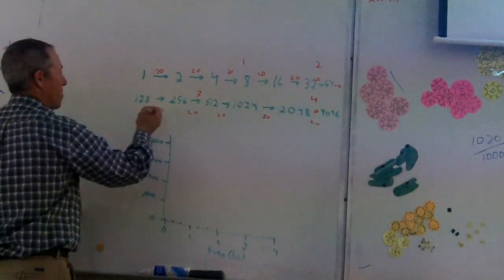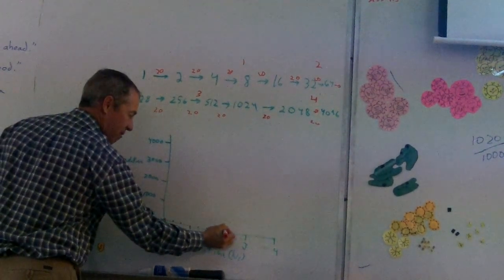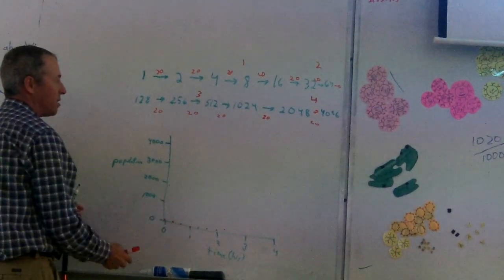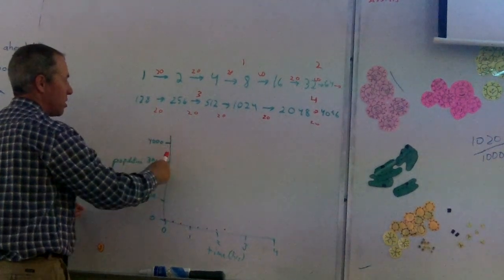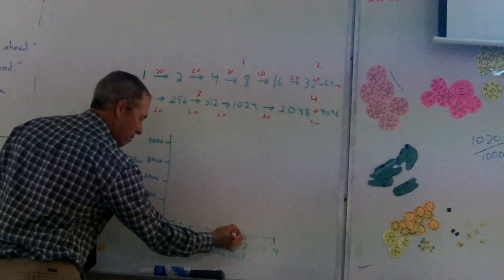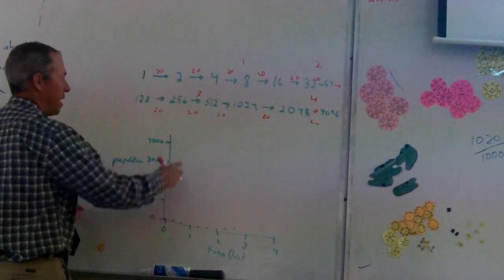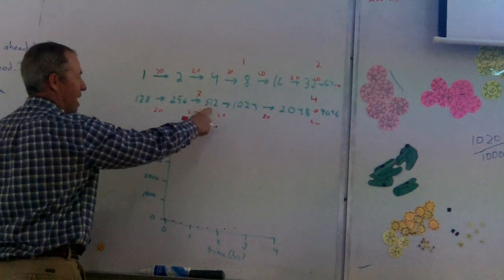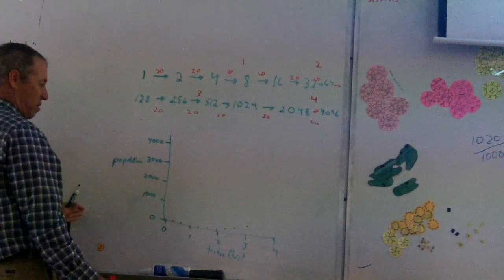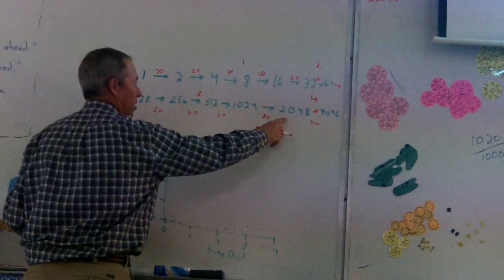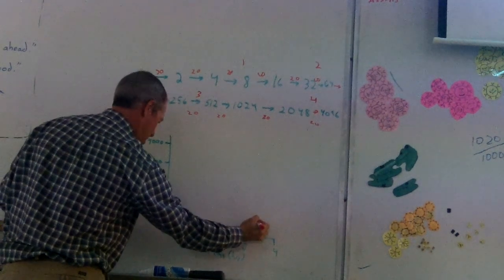Then at 2 hours and 20 minutes, we've got 128 here. And that's a little bit higher on my graph. Still not near 1,000. And then at 2 hours 40 minutes, we've got 256. Still pretty low. But then 3 hours have passed. We've got 512. That's about halfway to 1,000. And then 1,024 at 3 hours 20 minutes. So now we're right here.